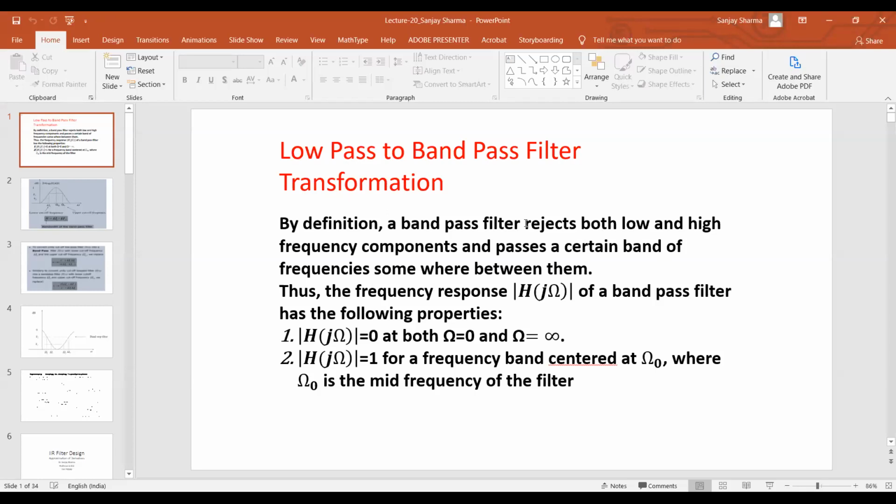Thus, the frequency response H(jω), that means the magnitude response of a band pass filter, has the following properties. Mod of H(jω) is equal to 0 at both omega equal to 0 and omega equal to infinity. And it is 1 for a frequency band which is centered at omega naught, where omega naught is the mid frequency of the filter, the middle of the band.